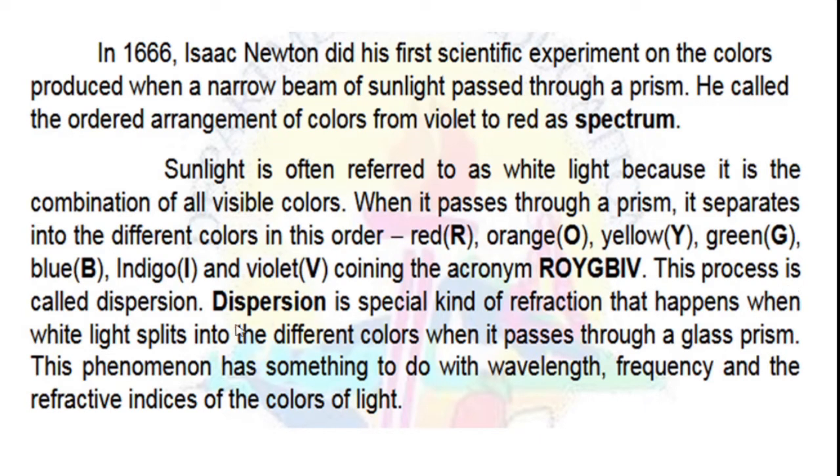So, this process is called dispersion. When white light passes through a prism, it produces different colors: red, orange, yellow, green, blue, indigo, and violet. The process is called dispersion. Dispersion is a special kind of refraction that happens when white light splits into the different colors when it passes through a glass prism. This phenomenon has something to do with wavelength, frequency, and refractive indices of the colors of light.